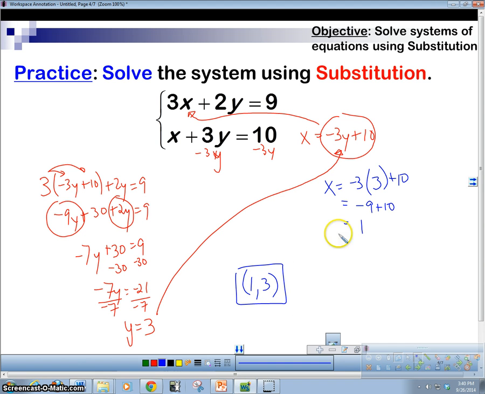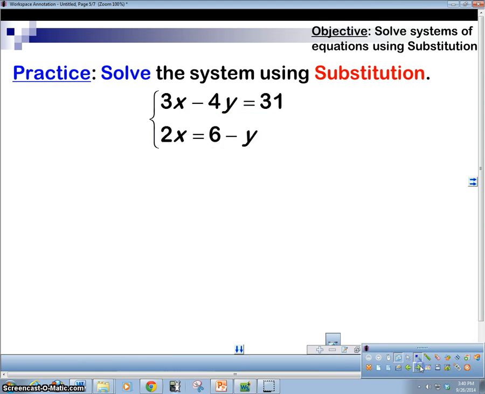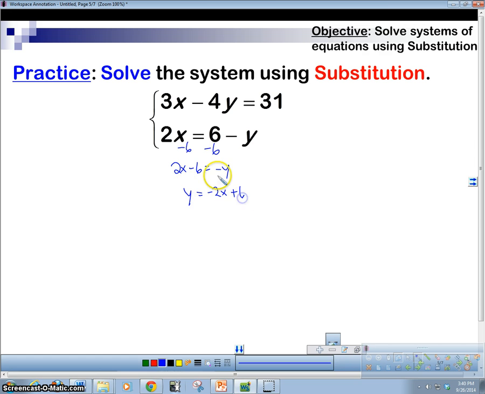Alright, let's look at some more practice problems. Solve the system using substitution. I think it'd be easiest to substitute by, let's subtract 6 here. And we get 2x minus 6 equals negative y. So that tells me that y equals negative 2x plus 6. And I just did that by multiplying each side by negative 1.